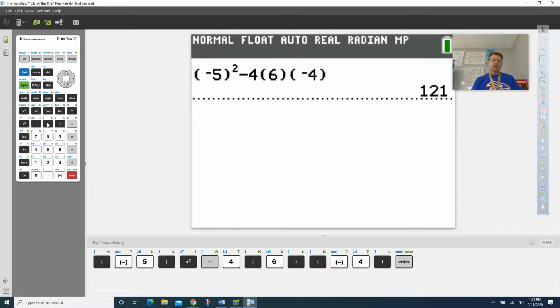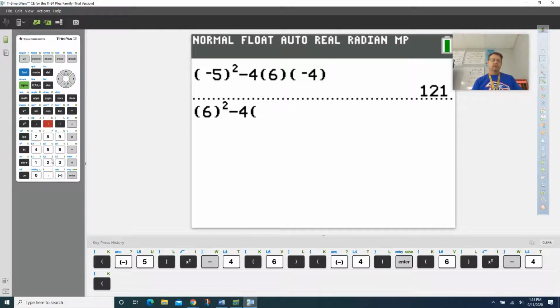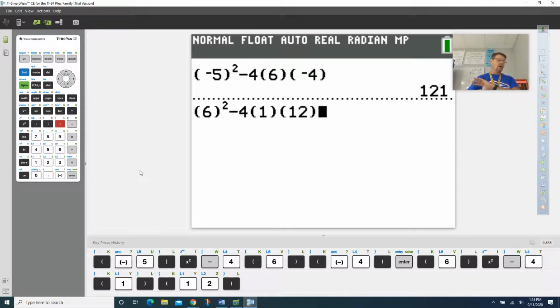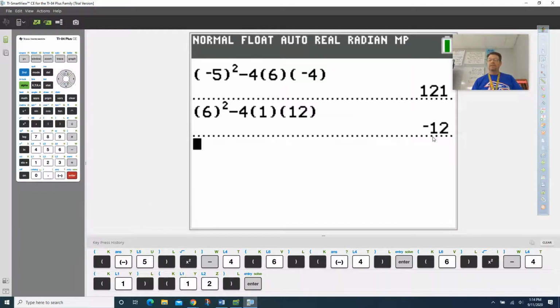So we got open parentheses. Was it 6 for the b? So we put a 6 there. Close parentheses. Squared minus 4. Open parentheses, 1. Close. Open. 12. Close. That's exactly what was underneath the square root. We're not doing any thinking. We're just putting that in there. Hit enter. And now we got negative 12.